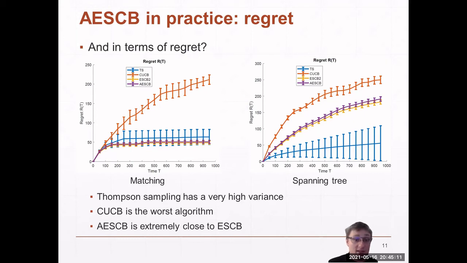What you can see is that Thompson sampling has a very high variance, even though in general the algorithm is very competitive. CUCB is by far the worst algorithm, and AESCB is extremely close to ESCB. So that means that ESCB works exactly as we designed it.